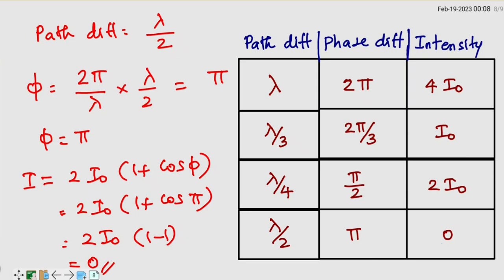See students, this question was asked many times in the previous boards, so that's why I feel it's a very important numerical and you should know how to work out this problem. It's easy only. What you have to know is just to convert that path difference into phase difference. Then you have to put that in the resultant intensity formula. When intensities are equal, that formula you have to use to get the resultant intensity.